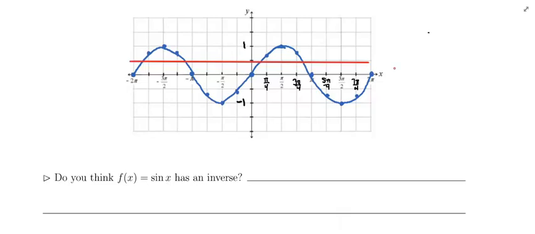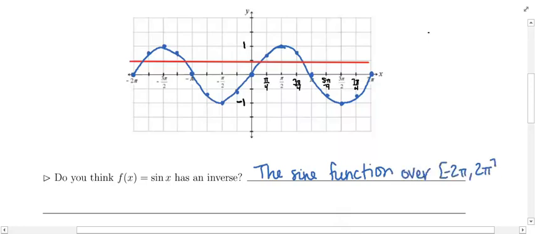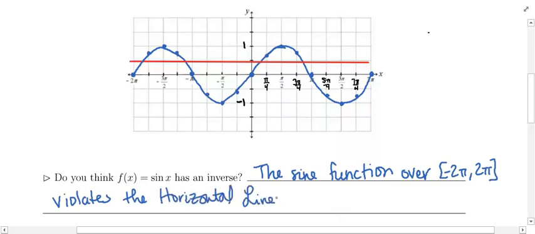So we're going to say the sine function over the interval negative 2 pi to 2 pi violates the horizontal line test. So it cannot have an inverse.